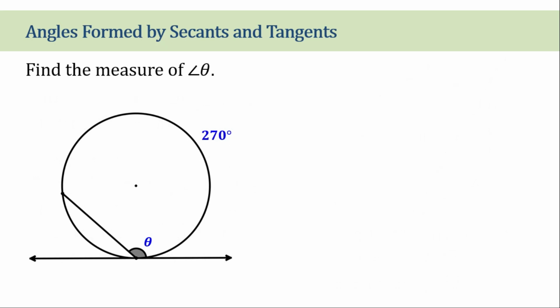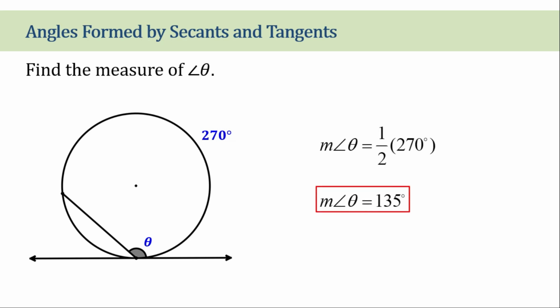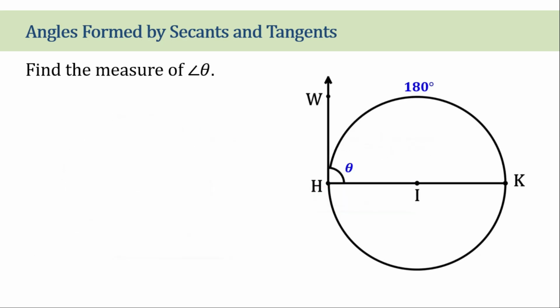So let's try to find the measure of this. If this intercepted arc measures 270, then theta measures 1/2 of 270. That is 135. So if the intercepted arc is 180, therefore the angle formed by this tangent and secant is equivalent to 1/2 of 180, which is 90.